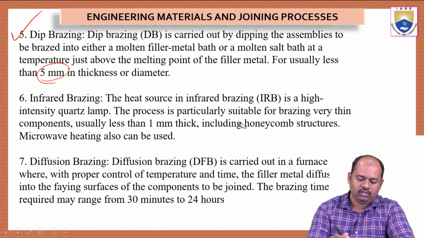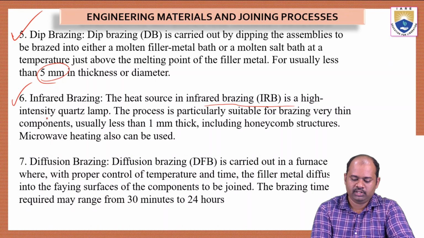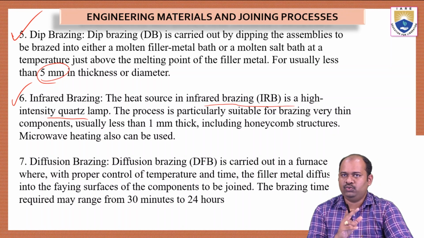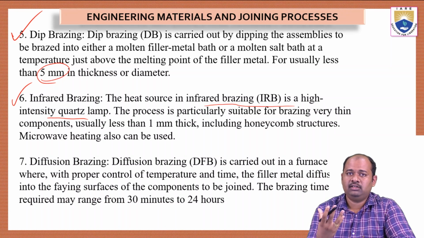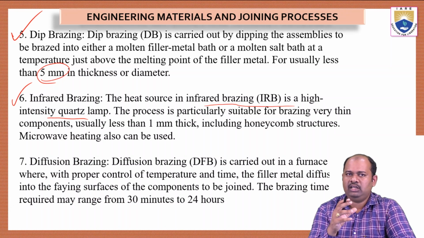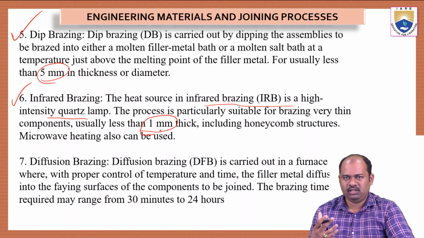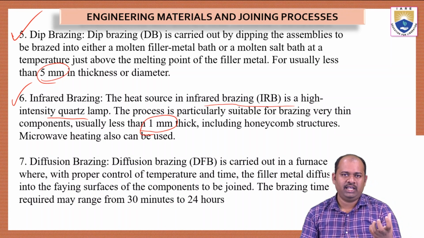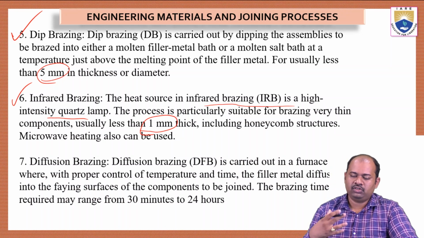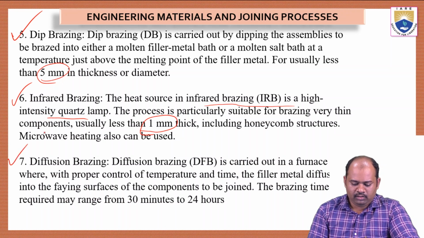And then we have infrared brazing. Here the source of heating is an infrared, high intensity quartz lamp. The high intensity quartz lamp is used in this process for heating the filler metal. The process is particularly suitable for brazing very thin components, usually less than 1 mm thickness, because the high intensity quartz lamp may not create so much temperature that it can weld objects of very high thickness. And then diffusion brazing.